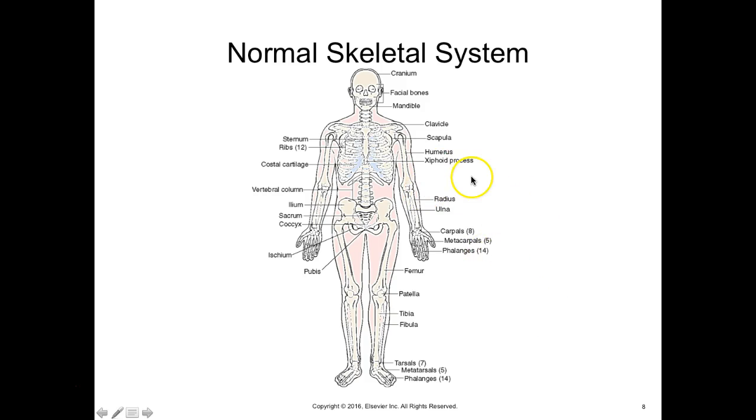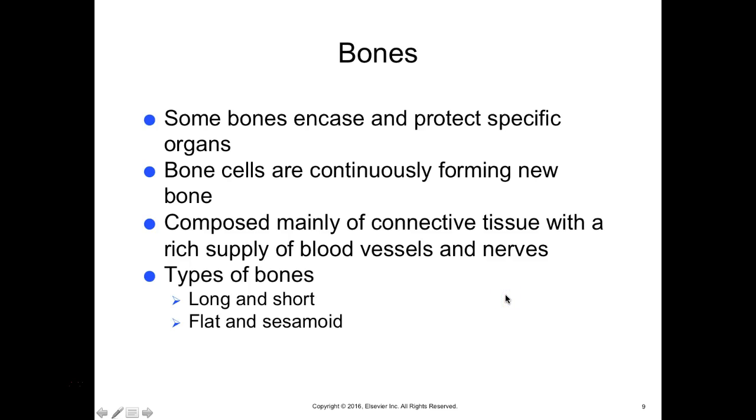This is just showing you the different bones, which is probably a review of anatomy and physiology for you. So bones. Some bones encase and protect specific organs. So our brain is covered by the skull, so it has a lot of protection, as well as the thoracic cavity. So the chest, we have bones that protect vital organs like the heart and the lungs, and then also the superior portions of some of the abdominal organs.